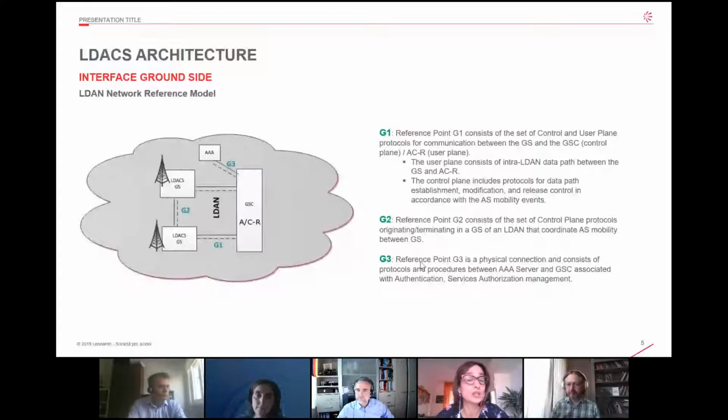Then there is another interface, G2, that gives all the ground stations the possibility to exchange control plane messages. And then the third interface is the one that ensures the security and authentication feature, and consists of all the messages that the ground station controller shall transfer with the authentication, authorization, and accounting server.